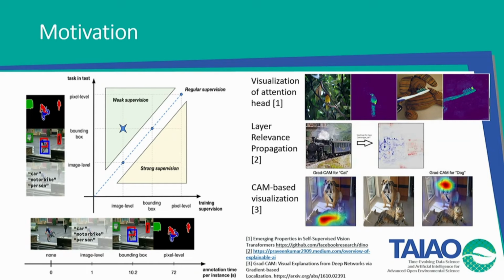So on the top example, we have some visualizations of the attention head from vision transformers. So we can actually look at the outline, you can see the bird in the image, or the toothbrush in the image of the teddy bear. Otherwise, you can also use traditional methods such as layer relevance propagation or saliency maps, or some of you are maybe really familiar with CAM-based visualization, classification modules.